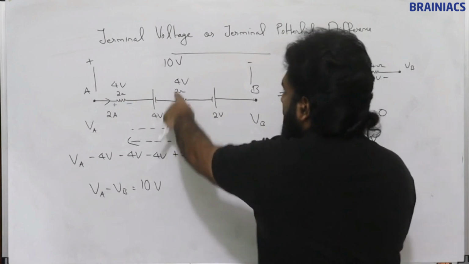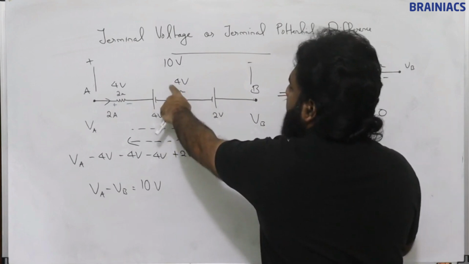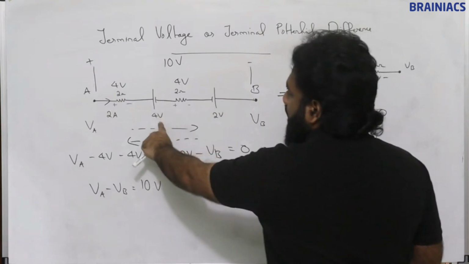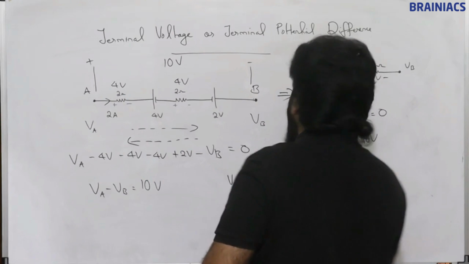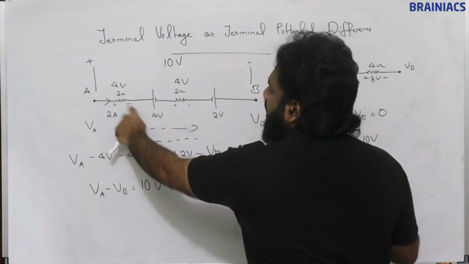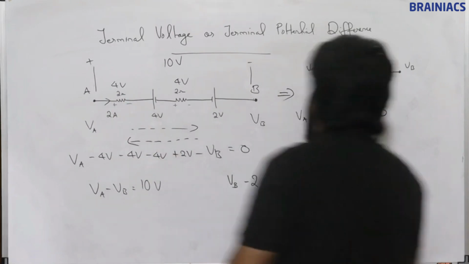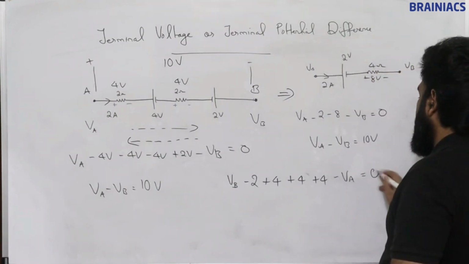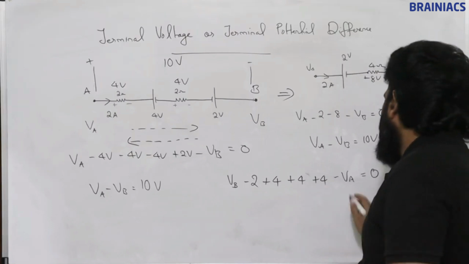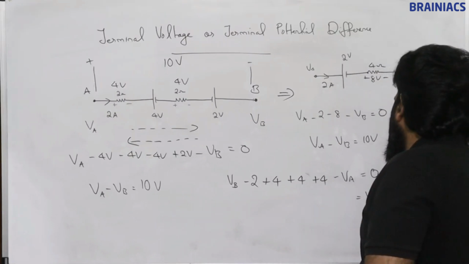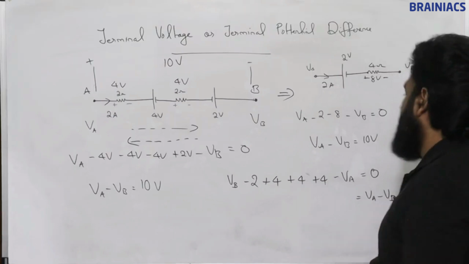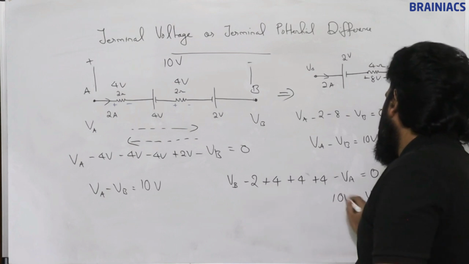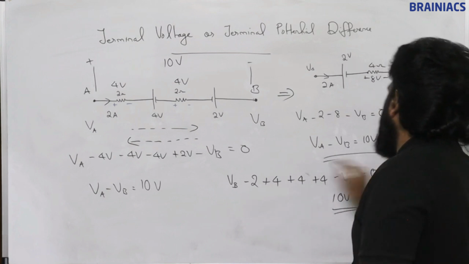Then here I am taking, this is minus, this is plus, so I am taking plus 4 volt. Then here minus plus, I am taking 4. Then here what is happening? Minus plus, so I am taking plus 4. Then minus VA is equal to 0. Now look here, if I bring this side, VA minus VB is equal to what? 4, 4, 4, 12. 12 minus 2, 10 volt. Same answer I am getting in all these cases.